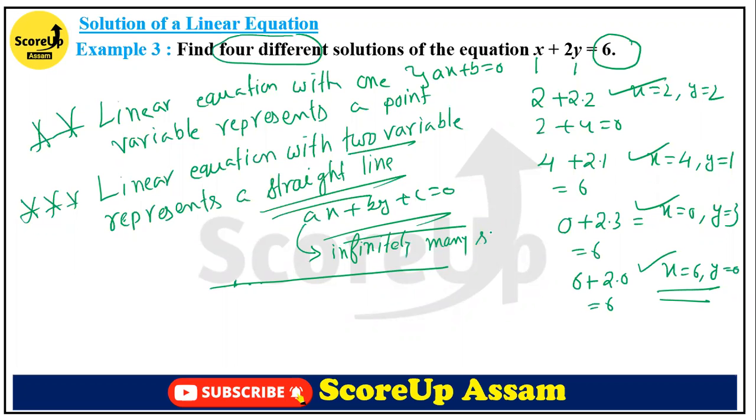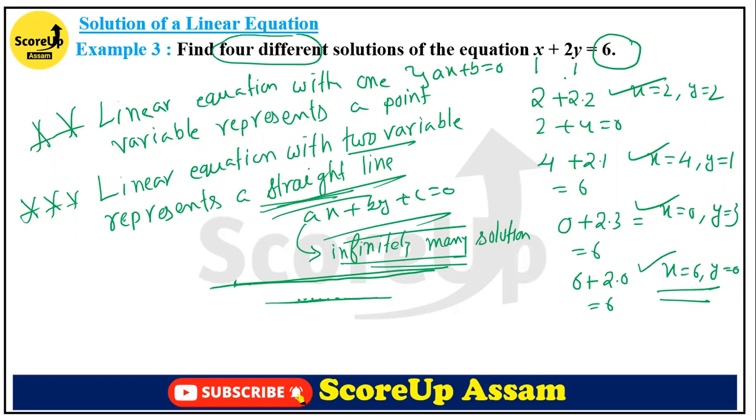Why do they have infinitely many solutions? Because linear equation with 2 variables represents a line, and a line consists of infinitely many points. Infinite number of points when joined together form a line. That's why linear equation with two variables represents a straight line, and it has infinitely many solutions. Then we have just found there are four solutions.